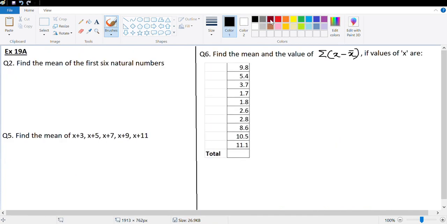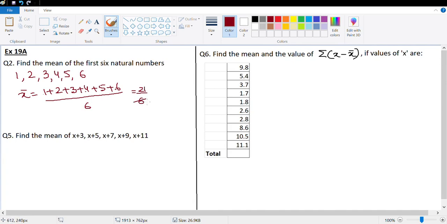So question number 2. Let's start with that. It says find the mean of the first 6 natural numbers. So the 6 natural numbers are 1, 2, 3, 4, 5 and 6. So mean will be 1 plus 2 plus 3 plus 4 plus 5 plus 6 divided by 6. So that's 3, 6, 10, 15, 21. So this is 21 upon 6, which is 3.5. So the mean of the first 6 natural numbers is 3.5.